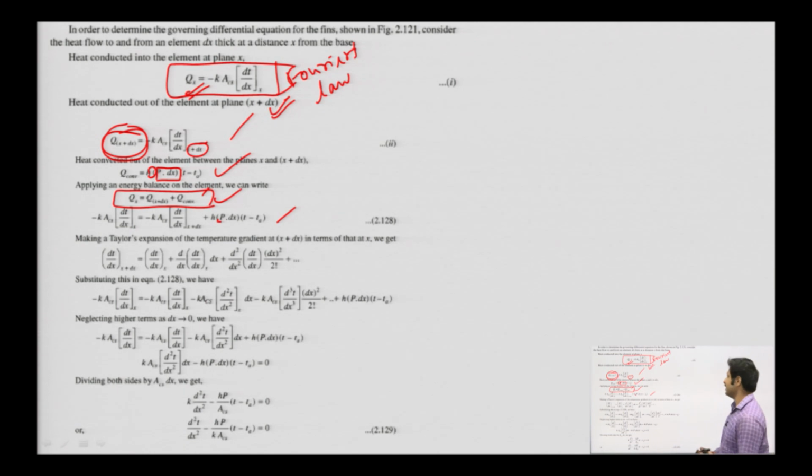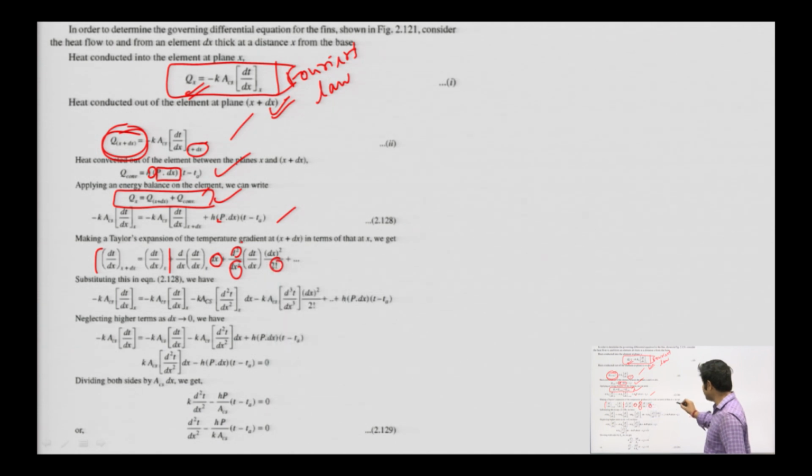Now what you need to do is make a Taylor's expansion of the temperature gradient. You have already done the Taylor series in your engineering mathematics, so I won't be going into it, but it is required for the derivation. So here, dT by dx at x plus dx is dT by dx at x, plus the second derivative times dx over 1 factorial, plus 2 factorial, plus 3 factorial, and so on.